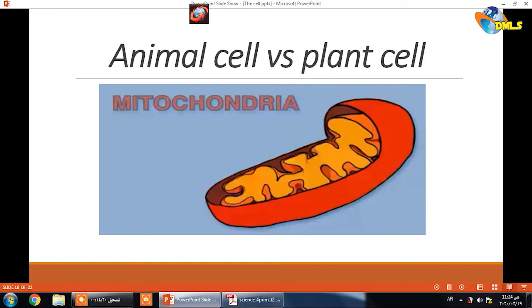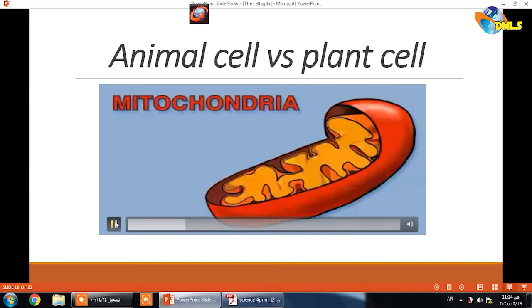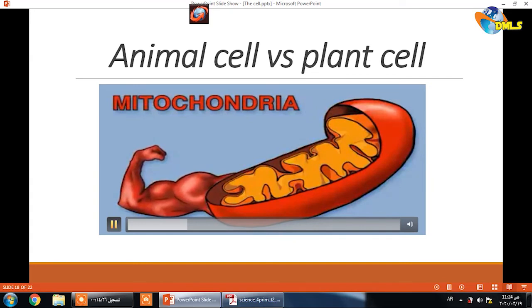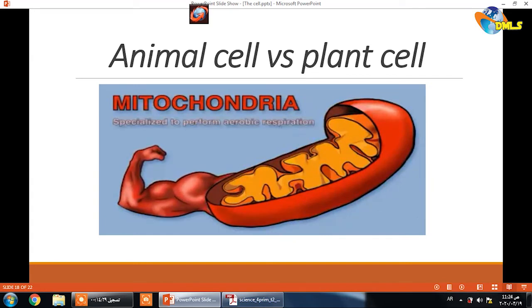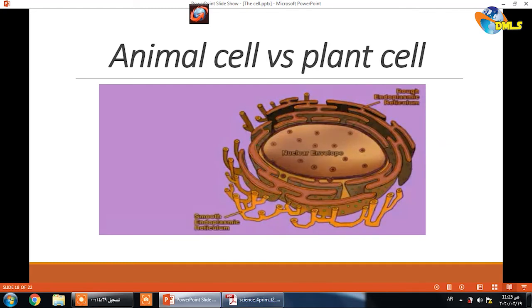The rough endoplasmic reticulum is covered in ribosomes, which translate RNA into protein. The smooth endoplasmic reticulum makes lipids. The Golgi apparatus modifies proteins. Peroxisomes metabolize waste. Now let's get to the differences between plant and animal cells.